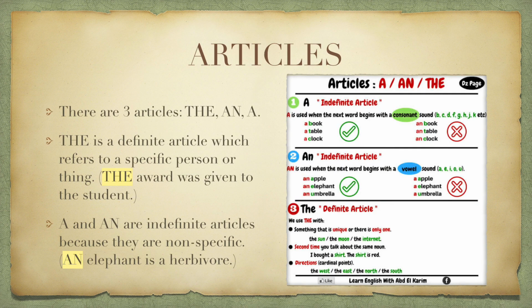The last topic we are discussing today is articles. There are 3 articles in English: the, an, and a. The is known as a definite article and refers to a specific person or thing. For example, the award was given to the students. A and an are called indefinite articles because they are non-specific. For example, an elephant is a herbivore. Remember, we use an in front of a noun that starts with a vowel.